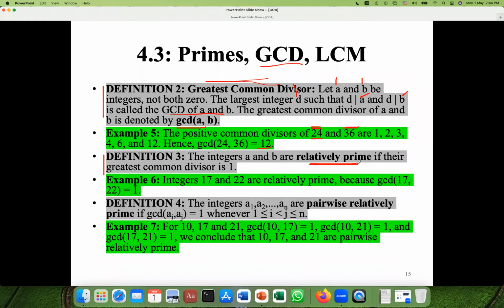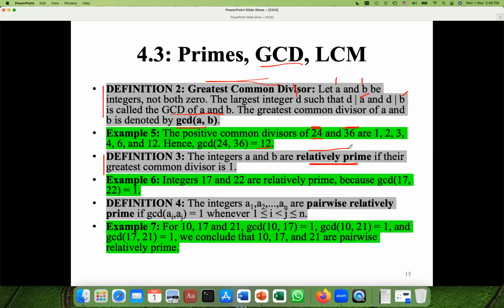So if you are given two numbers A and B, and if the GCD of those two numbers A and B is 1 and not anything else, then those two numbers A and B are called relatively prime. Okay. Now you are going to see how the concept of GCD is used in some other things. So what does relatively prime mean?